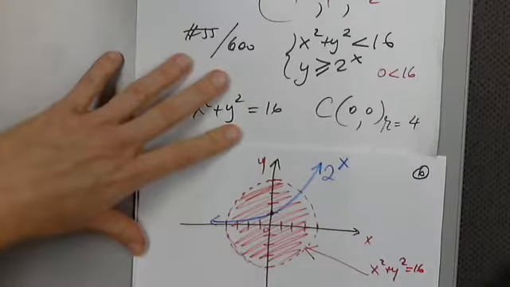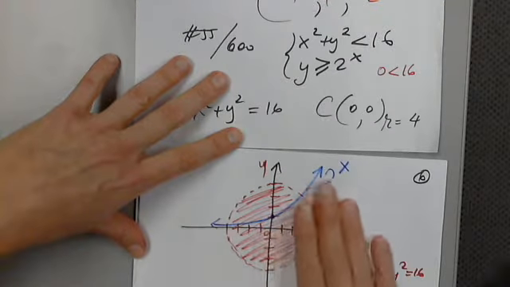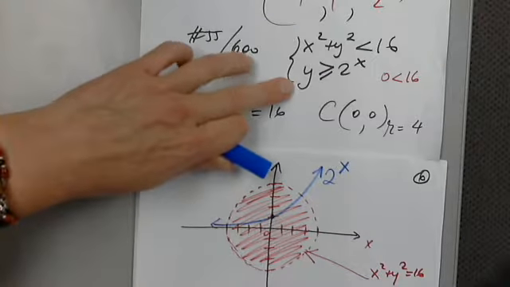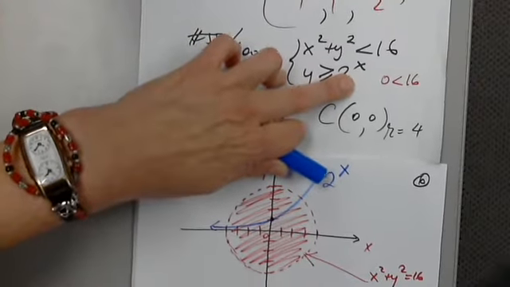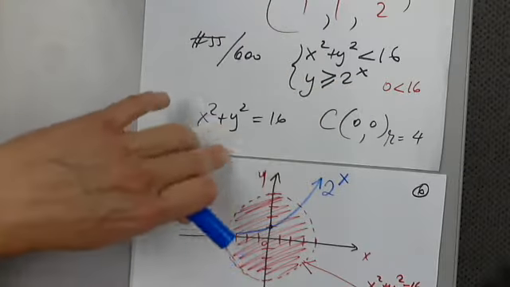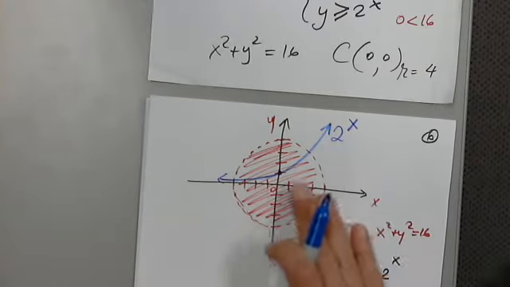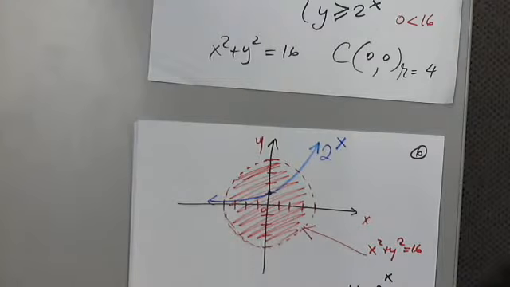Good. So I pick the origin, remembering that I'm testing the bottom territory. So I put 0, 0, greater than or equal to, how much is 2 raised to 0? Right. So now, is 0 greater than or equal to 1? If you say true, I will shade in the bottom region. If you say false, then I will shade in the above region.